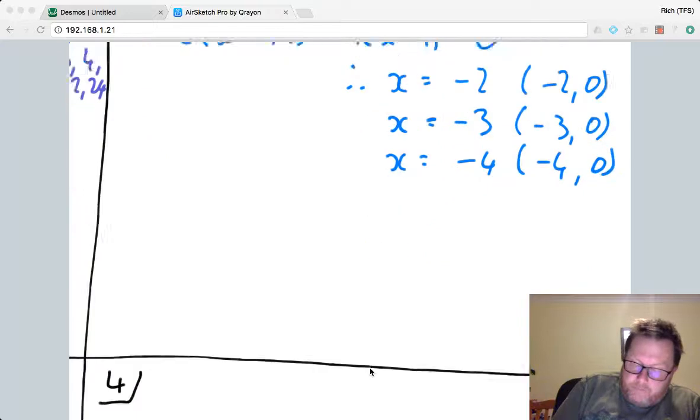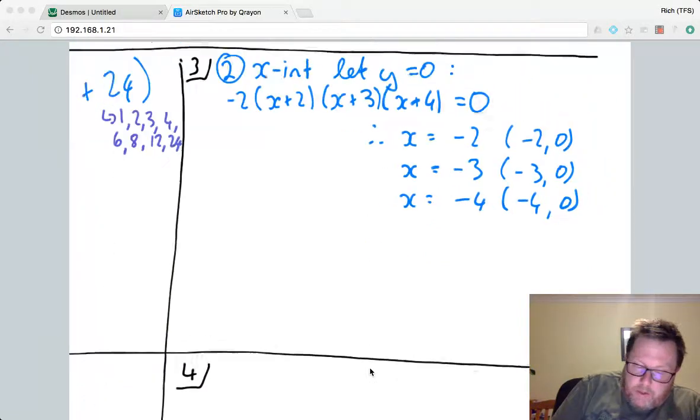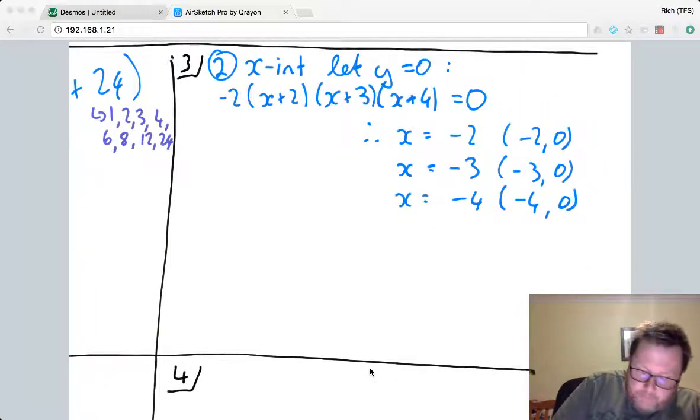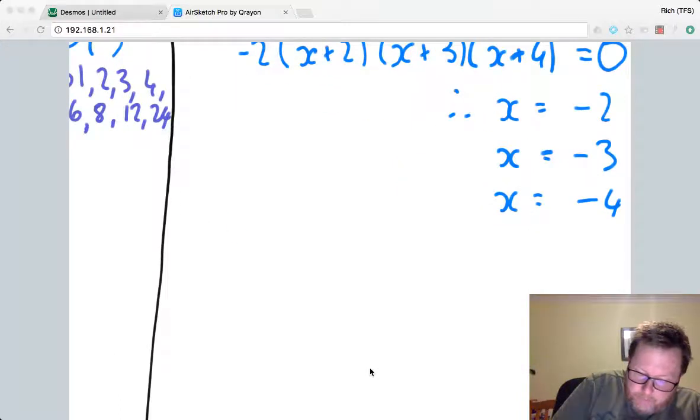That's nice. What else we got? We also need the y-intercepts. Zoom up a little bit.